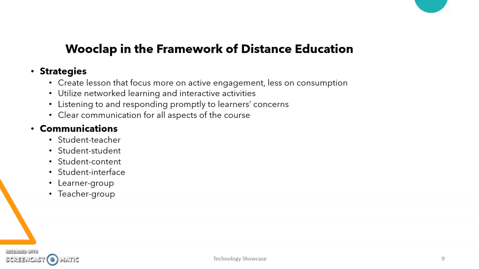We also know from this chapter that there are 12 types of communication that have been identified that can happen in education, such as student-teacher, student-student, student content, student interface, learner group, and teacher group. The whole premise of Wooclap is to provide the mechanisms to increase student engagement and to provide feedback. As discussed in the earlier slides, the plugins, the synchronous and asynchronous features, they all work together to achieve the criteria set by the framework of distance education and to facilitate the channels of communications between the different players of the learning environment.